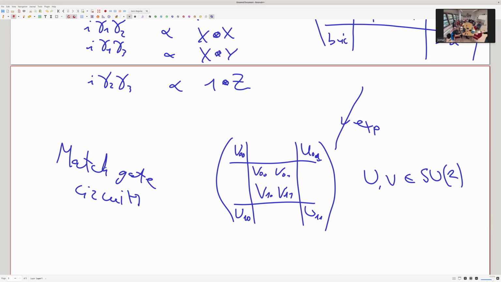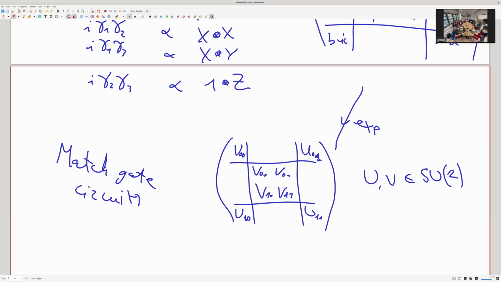So yes, in this language, match gates are exactly the same thing as what we called Gaussian unitaries the previous time. Okay, so you showed that thanks to this decomposition of the matrix, any fermionic unitary can be decomposed as a product of nearest neighbor match gates.